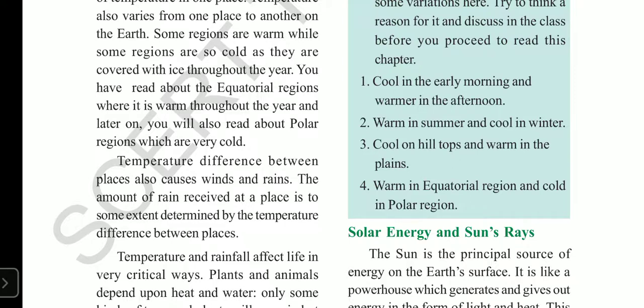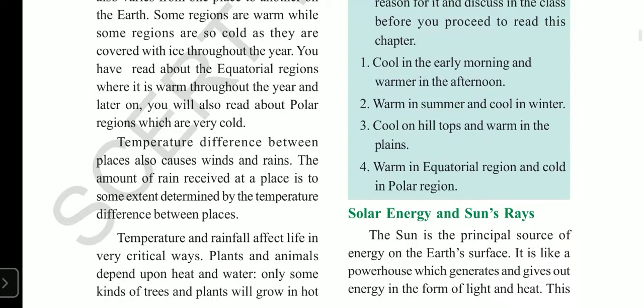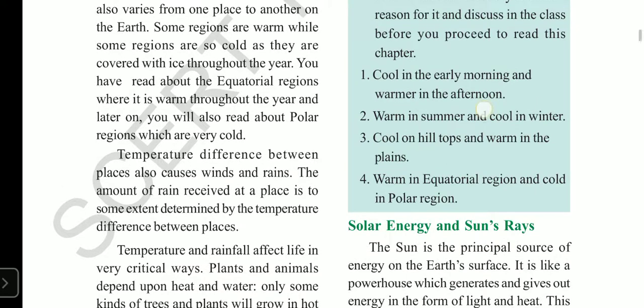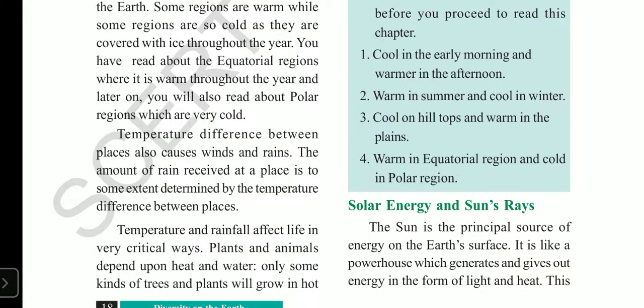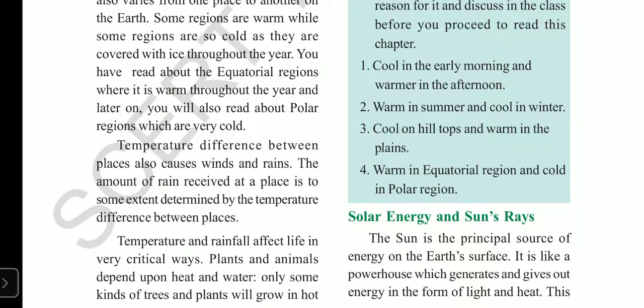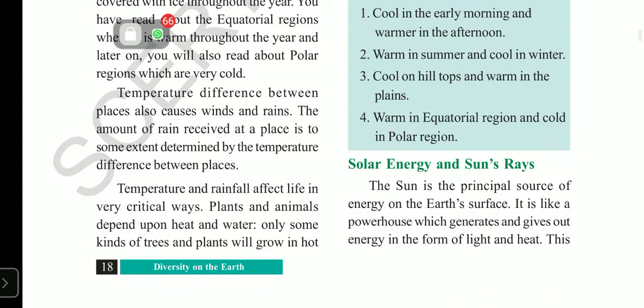Temperature differences between places also cause winds and rains. My dear students, from one place to another place there is a difference in temperature. For example, Central Africa is very hot. In the Thar Desert in western India, where Rajasthan is, it is a hot region. In the northeastern states, temperatures are somewhat lower compared to western India, right? So there is a difference in temperature from one place to another.